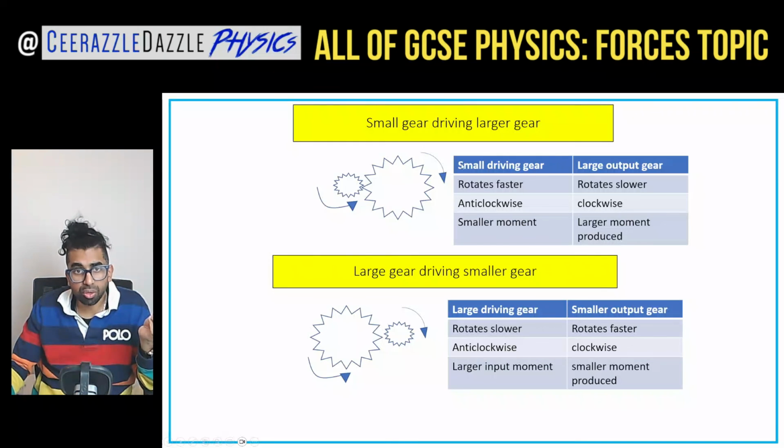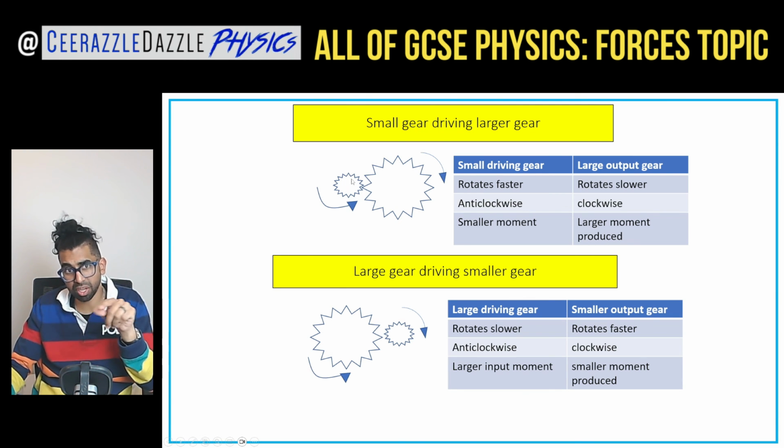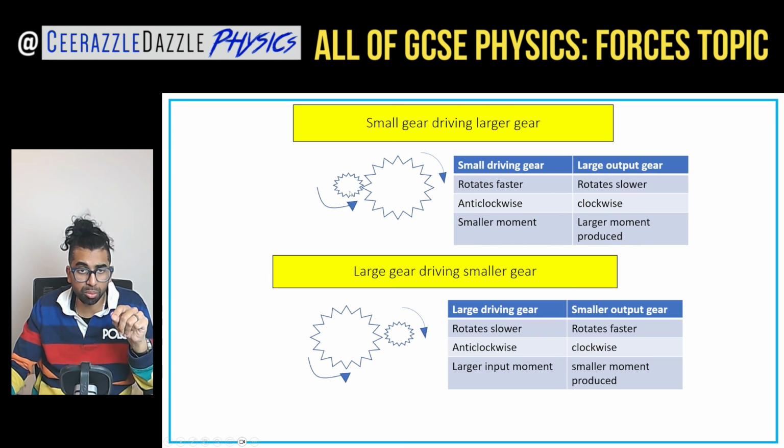Then just summarizing it all, let's say I have a small gear driving a large one. The small gear is going to rotate faster because it's smaller, it's going to be easier for it to make a complete circle compared to this one. The large gear is going to rotate slower. If the small gear turns anti-clockwise, the other gear turns clockwise. This one will have a smaller moment because it has a smaller radius, this one will have a larger moment produced.